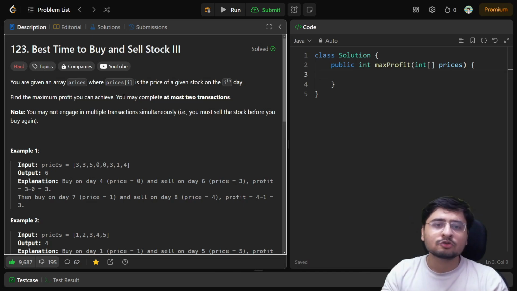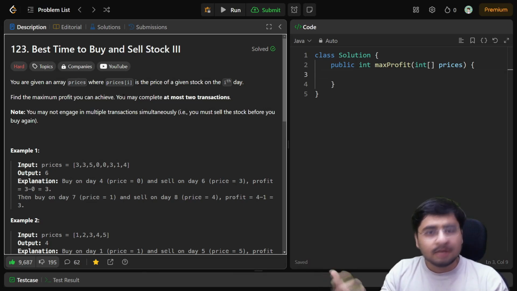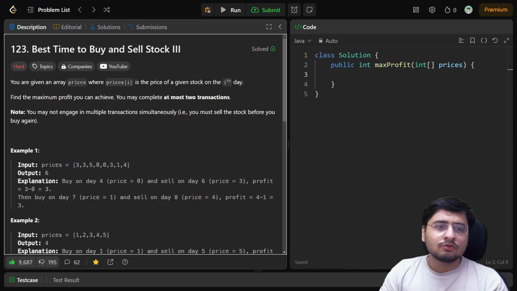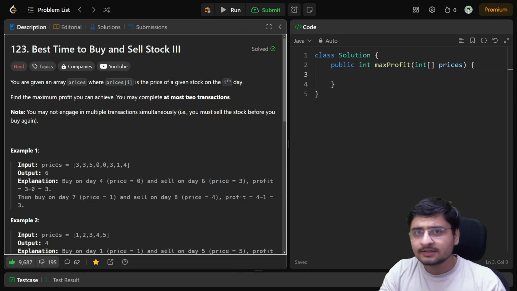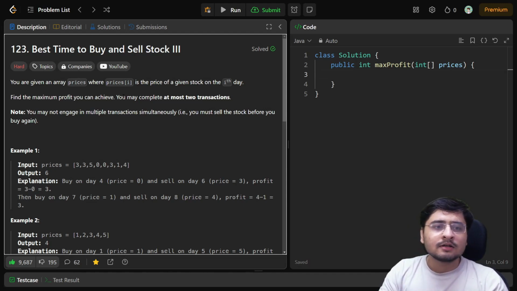What is so special in this question is that in all the questions we have seen, either we are allowed to do only one transaction, or infinite transactions, or we are allowed to do k transactions. None of the questions has come up where we are allowed to do exactly two transactions. Now this question can be considered a DP question, but in my opinion it is more of a left right traversal kind of thing.